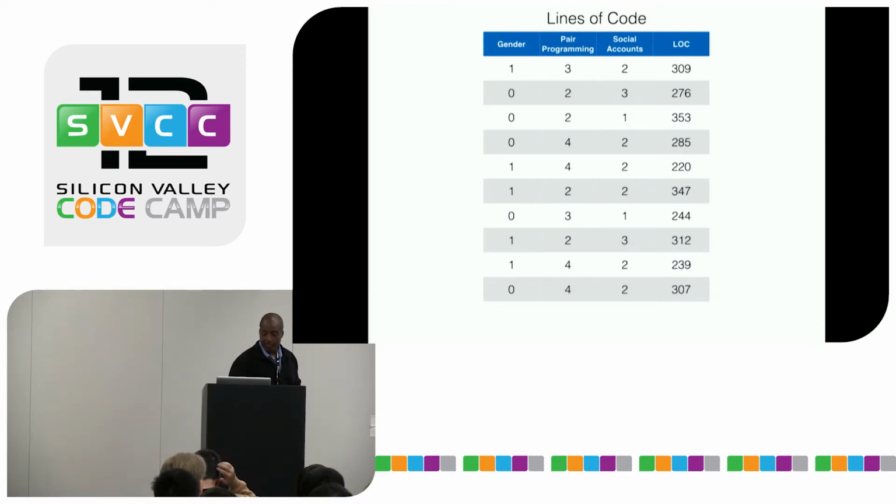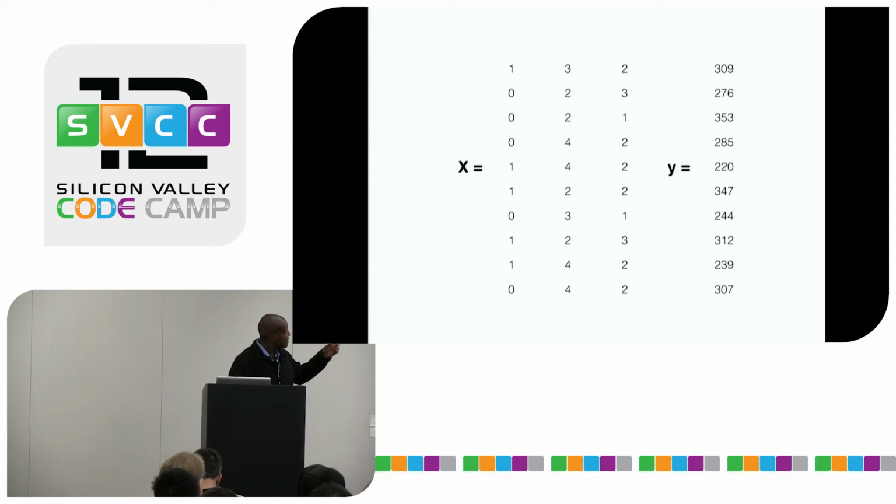So given that, that's what the machine learning algorithm would see. That's your x, and that's your y. So if you're given 132, I'm hoping to get something close to 309.